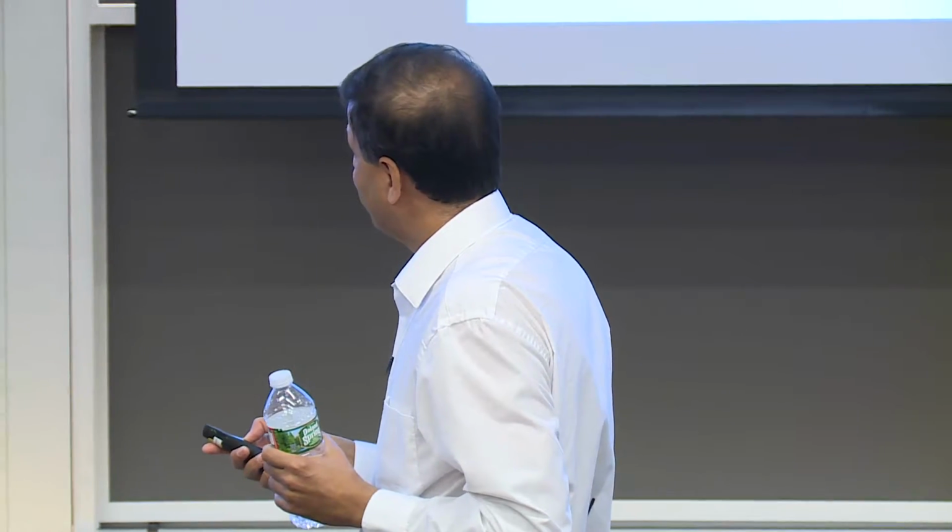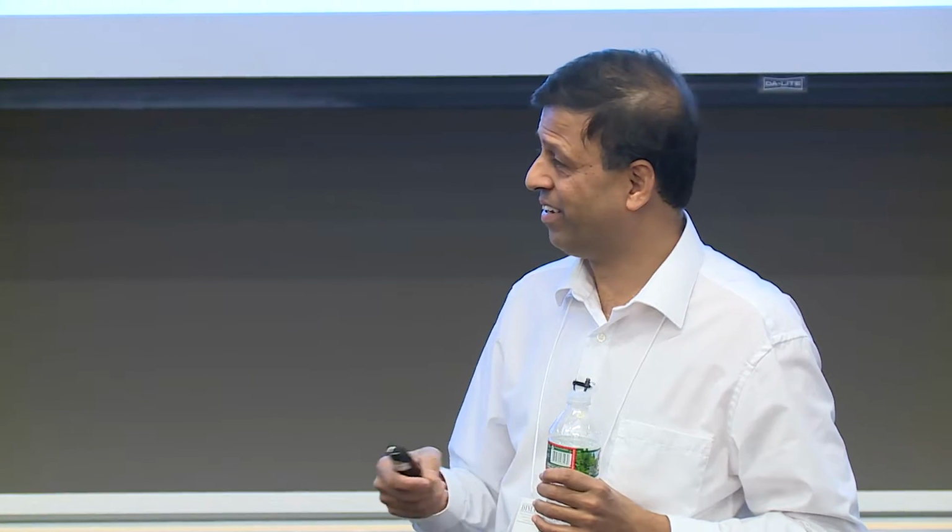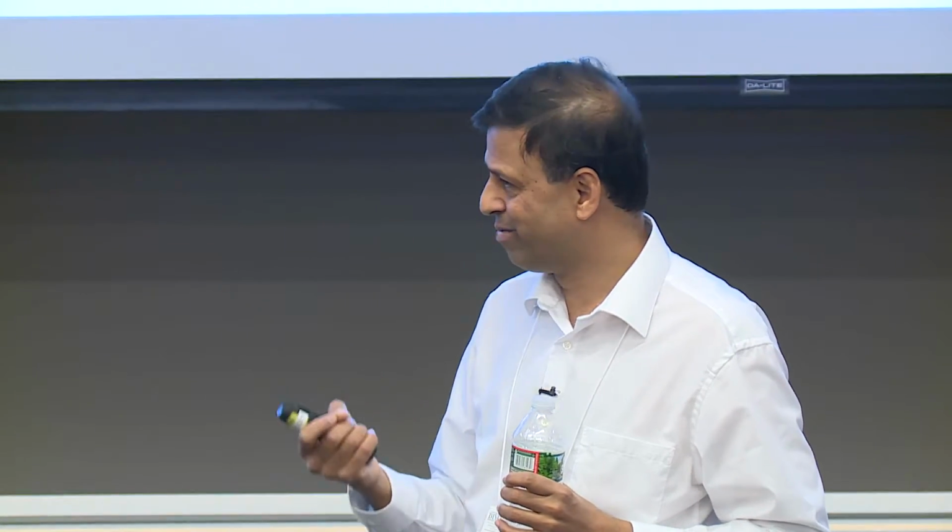That's trivial, right? So over all values of x? No, I mean, suppose my f1 is x squared. Give me f11, and whatever you give me as f11, I'll just make f12 to be f1 minus that function. So it's trivial to come up with these functions. The real issue is, does the choice of the partial functions matter for privacy?